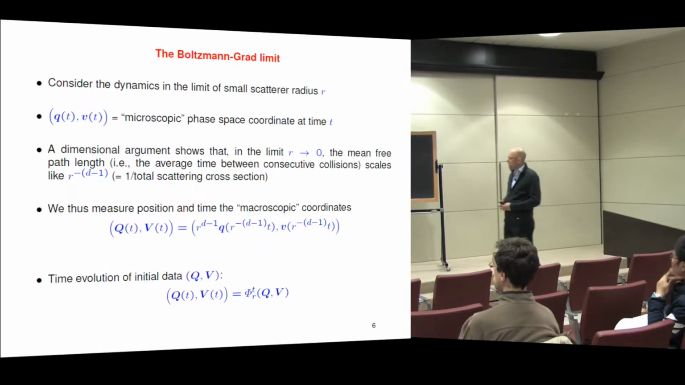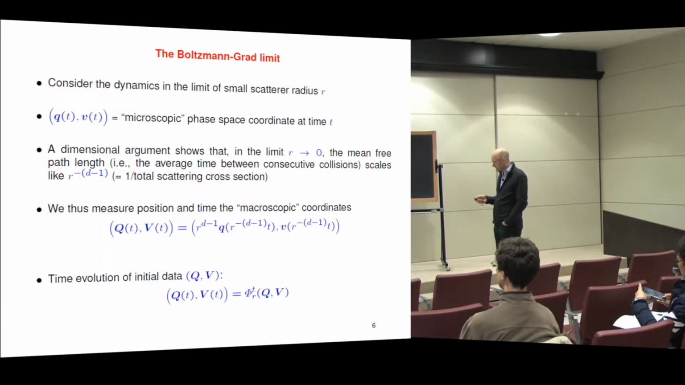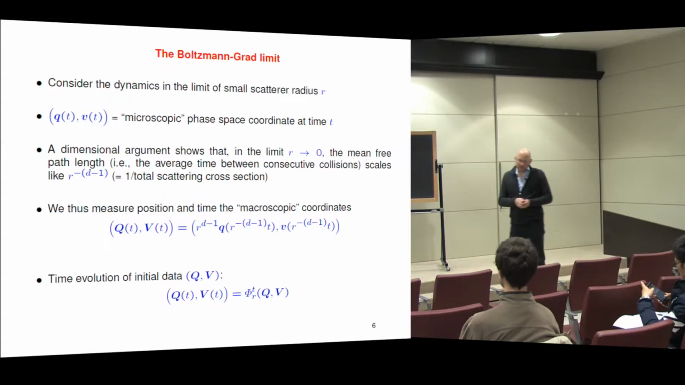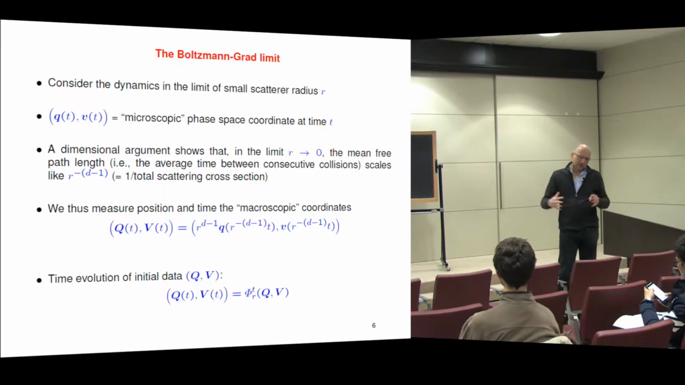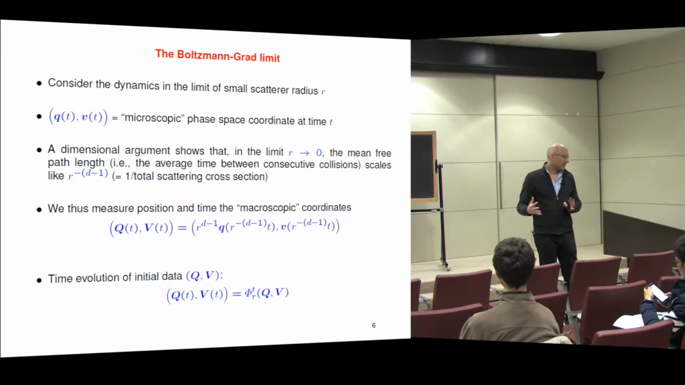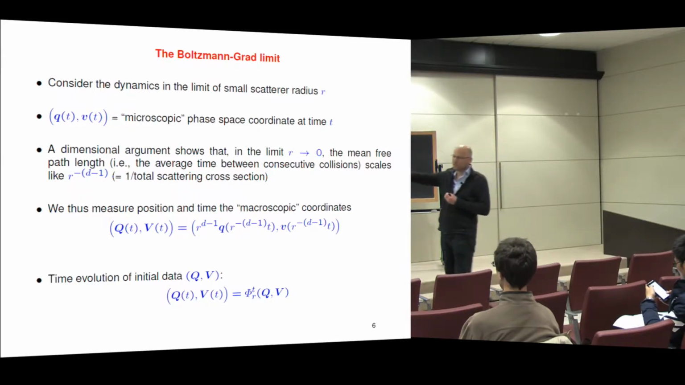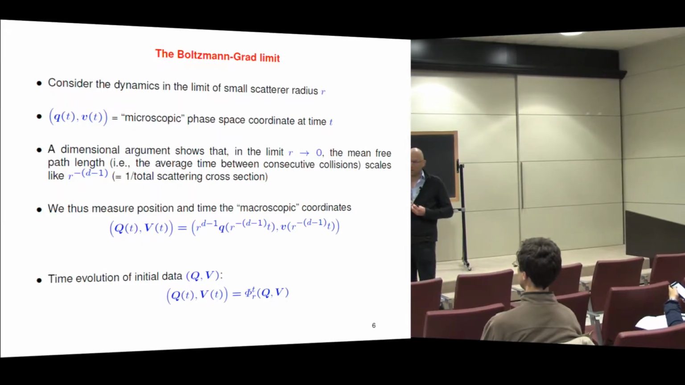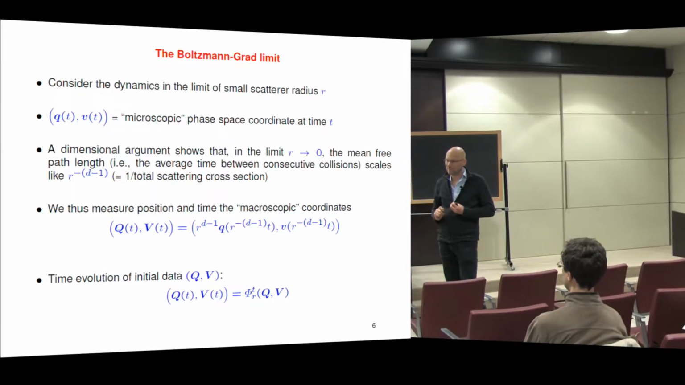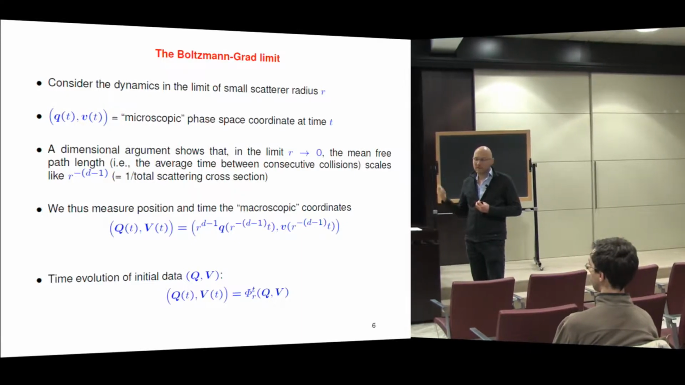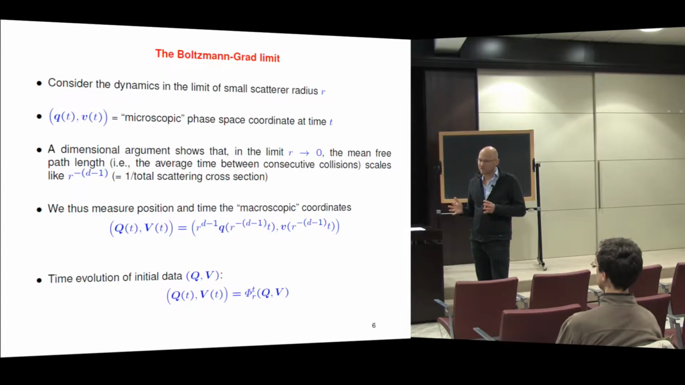So the mean free path length therefore scales like r to the minus (d minus 1), or r to the 1 minus d is probably easier to say. And what that means is if you now go into this limit, you have to rescale your space and time coordinates in such a way that you capture that effect. So if you just sit there and do nothing, in the limit you'll just see a free motion. Okay, so you need to wait for longer. And also you need to zoom out in such a way that all your position units are measured in units of the mean free path length.